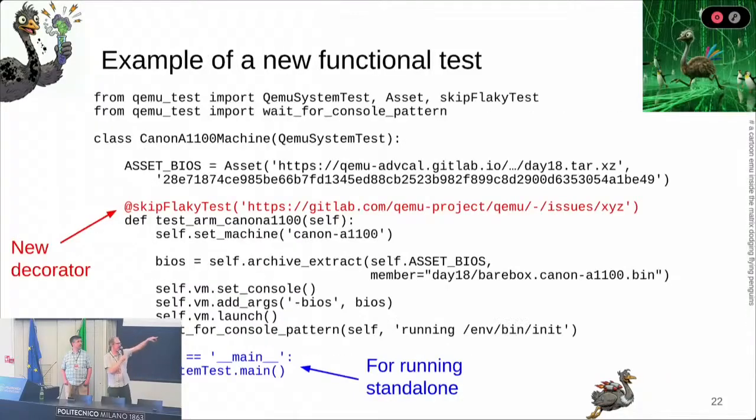Sorry, just at the very bottom there, those are the two lines we put at the bottom of every test file. That makes it possible to run the Python test files directly without having the meson test runner in the middle of your execution, which makes it easier to debug some kinds of failures.